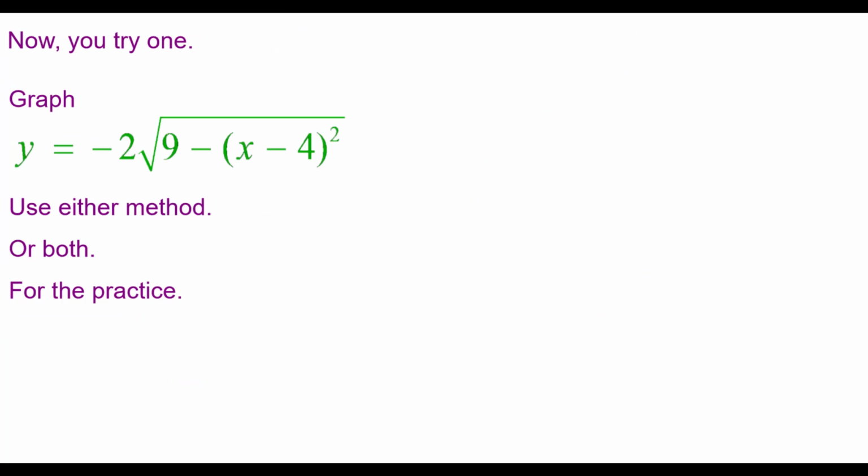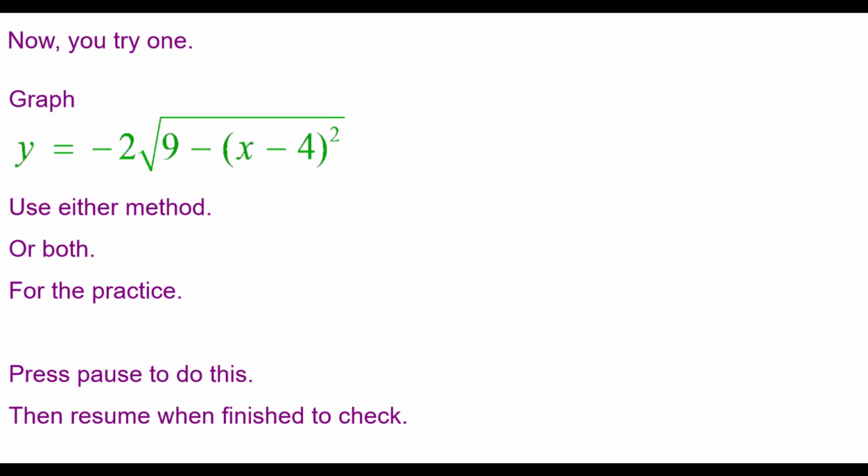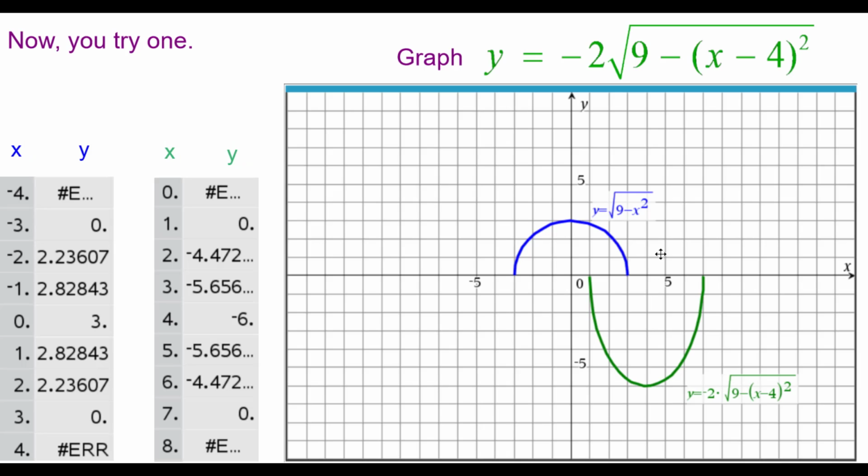Now you try one. Graph y equals -2 times the square root of the quantity 9 minus the quantity of x minus 4 squared. Use either method or both for the practice. Press pause to do this and then resume when you're finished to check. And so here's the answer. In green here is a graph, and I also have the table of values.